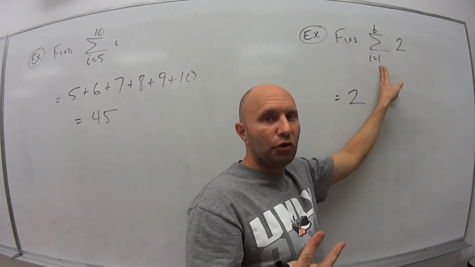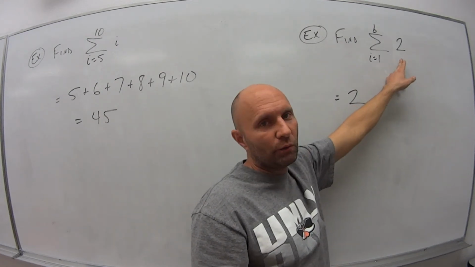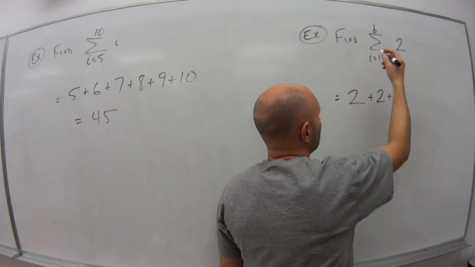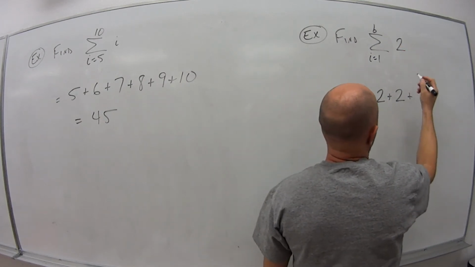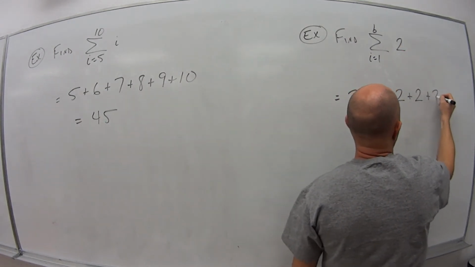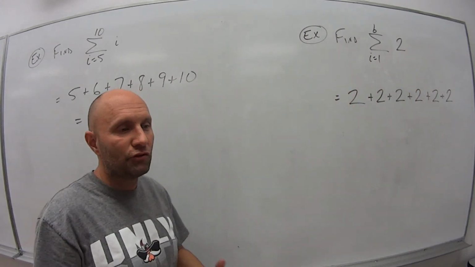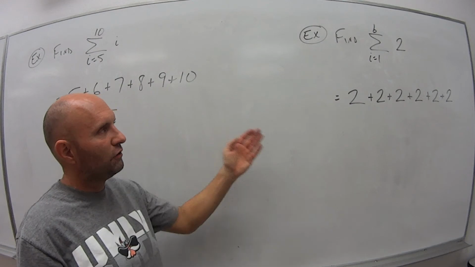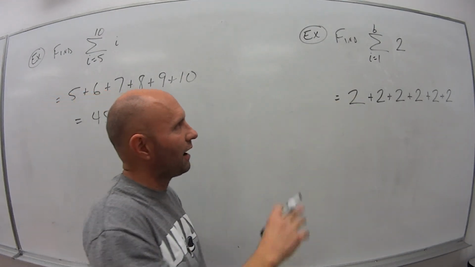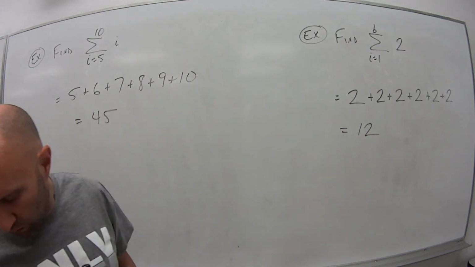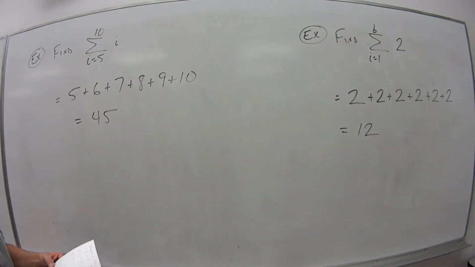When i equals 2, what is the function equal to? Again, just 2. When i equals 3, it's 2. When i equals 4, it's 2. When i equals 5, it's 2. When i equals 6, it's 2. It's always the same value. We have to account for it 6 times because of summation. So that just means this value is equal to 12.